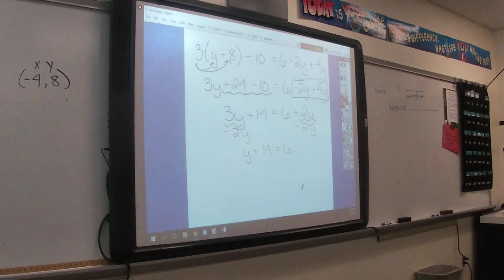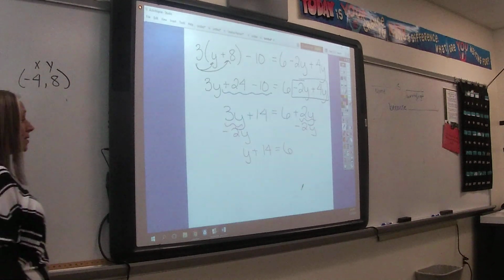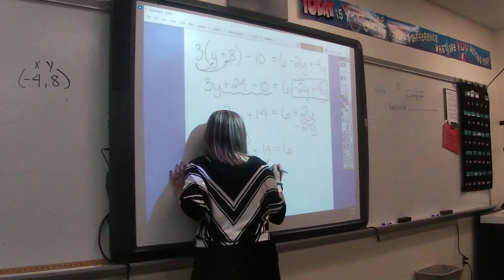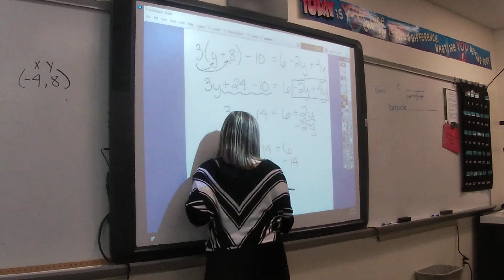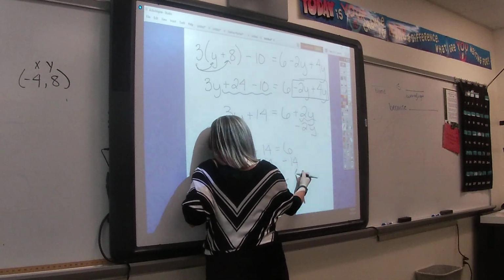Okay, our next step says large fractions. We don't have any large fractions. And then undo any addition or subtraction. What are we going to get as our final answer?